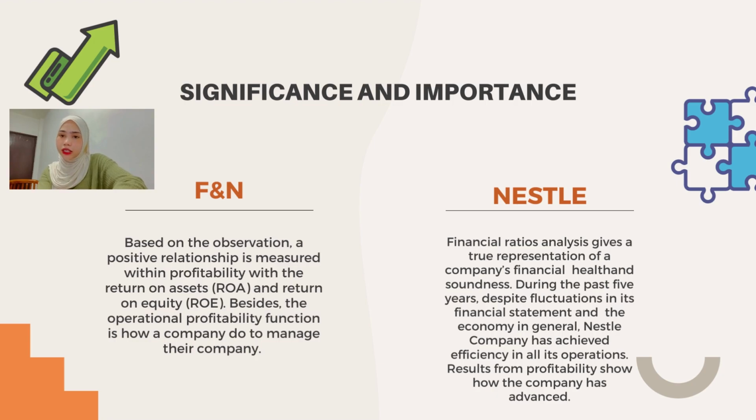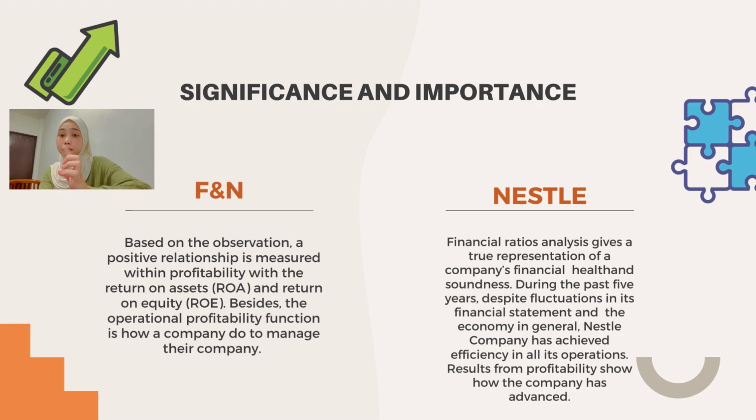Next we have significance and importance. In FNN, based on the observation, a positive relationship is measured within profitability with ROA, return on assets, and ROE, return on equity.